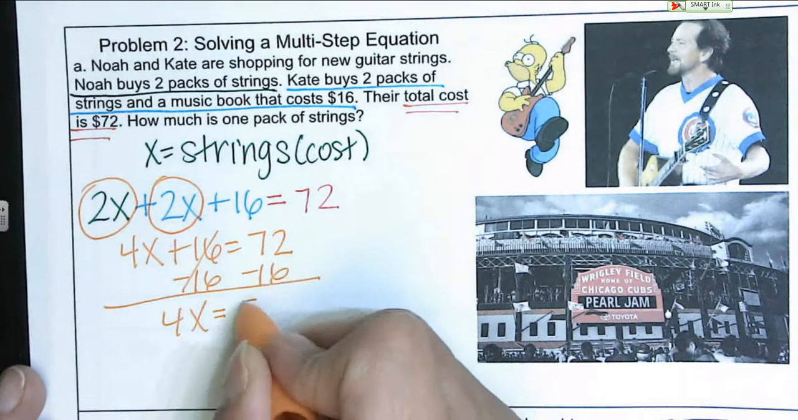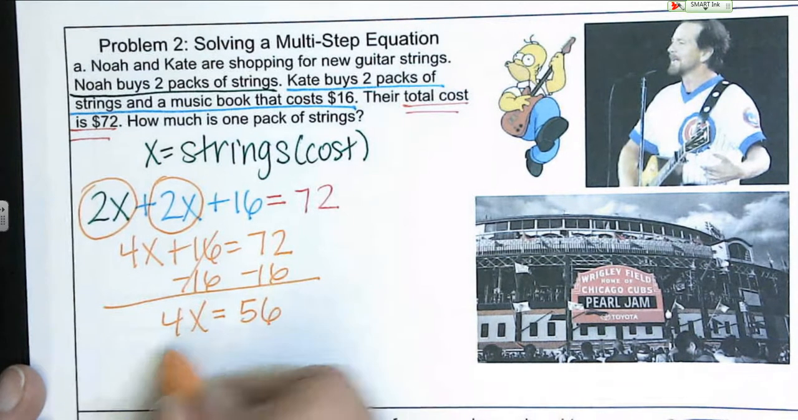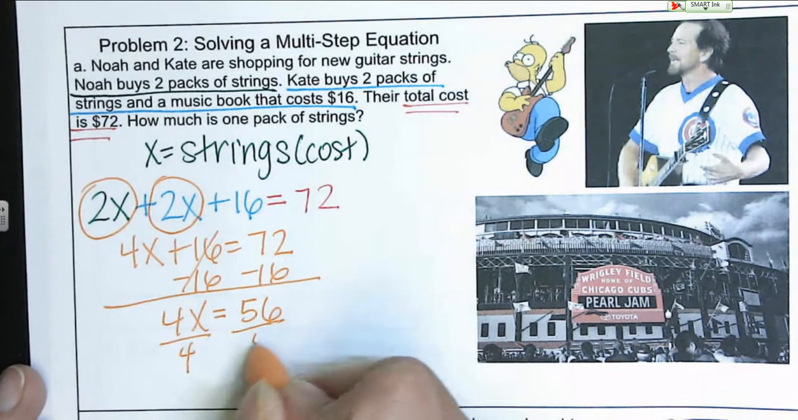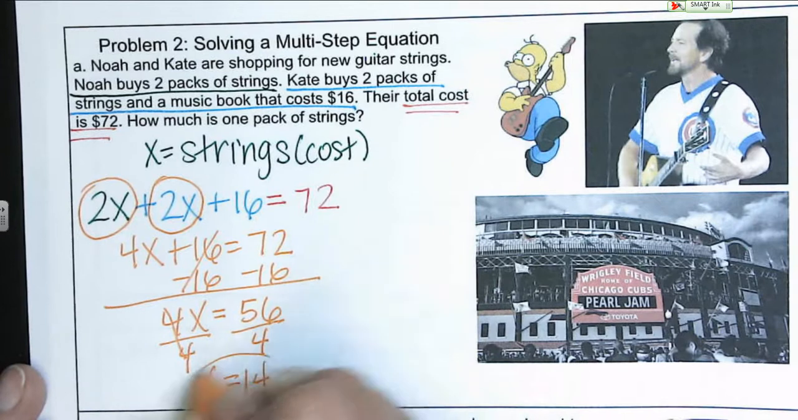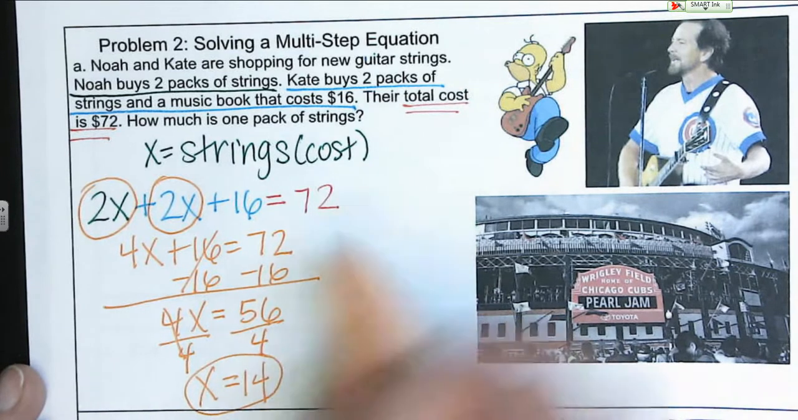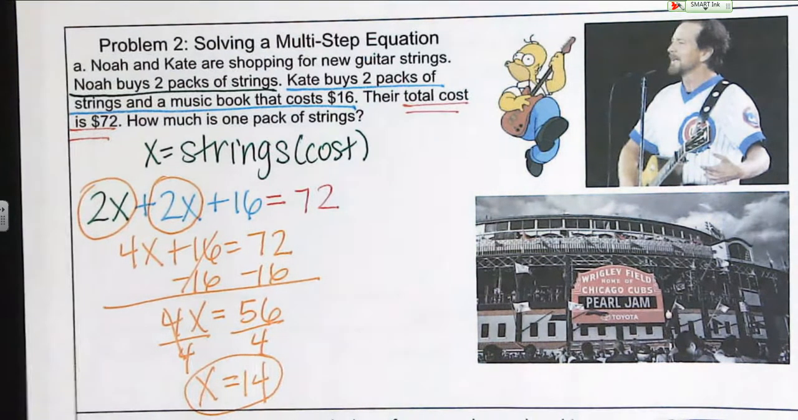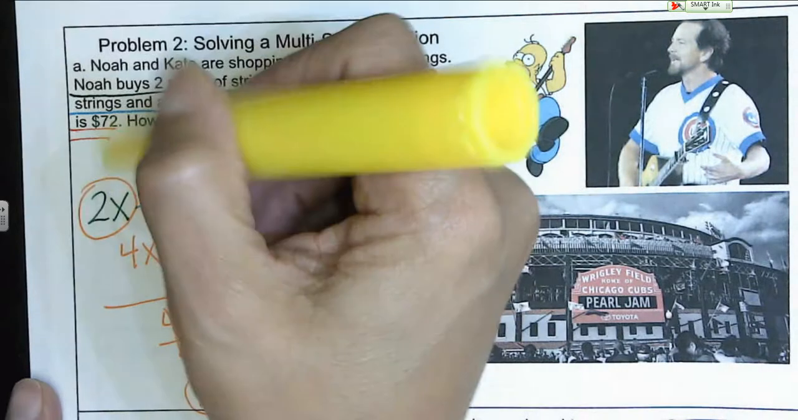But is that our complete answer? No, Mrs. Smith, it is not. We need to include our units. So 14 is just a number. We need to say that it is $14 per pack.